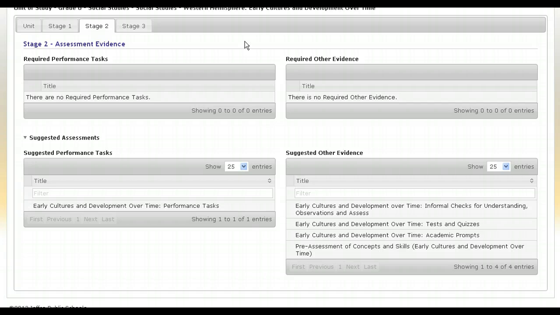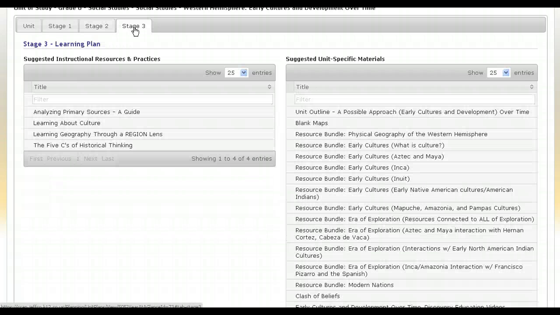So once you have a sense of your assessments or what they might look like within the unit of study, click on Stage 3. Over here in Stage 3, I want to talk to you about the intentionality with the organization of these resources. They are definitely organized in a particular chronological order that is meant to mirror how the unit might play out within your classroom. For teachers who have never taught this unit of study, you might begin here with the unit outline, a possible approach. This is going to help you to sense what are some bigger portions or chunks of the unit.